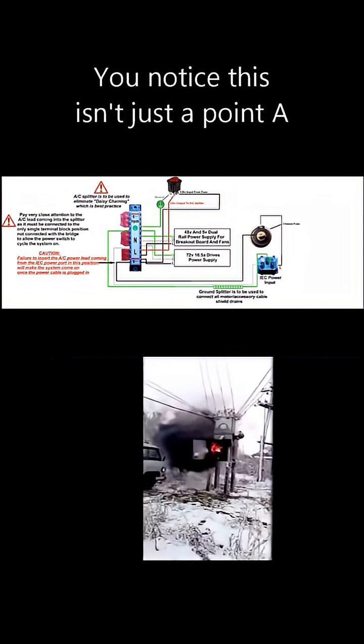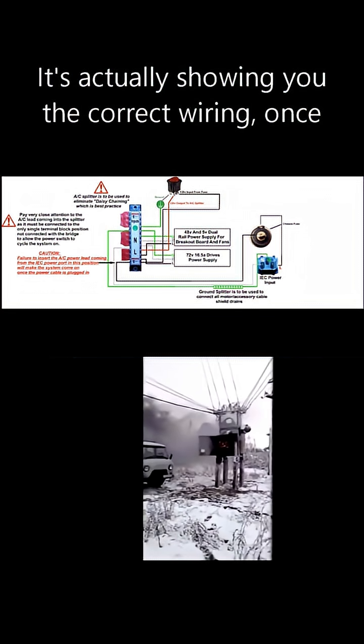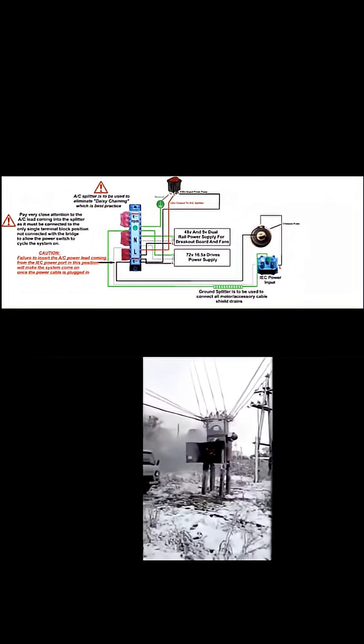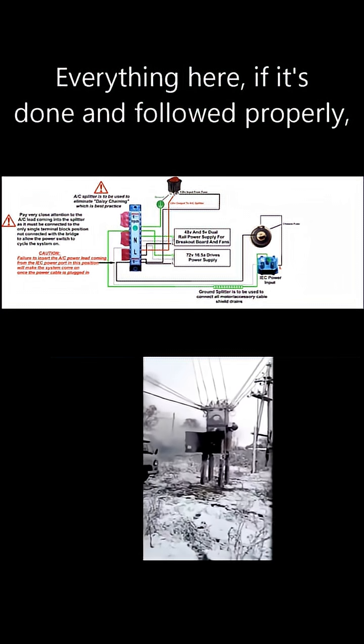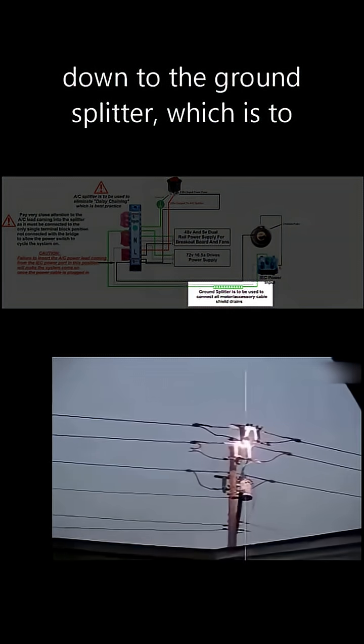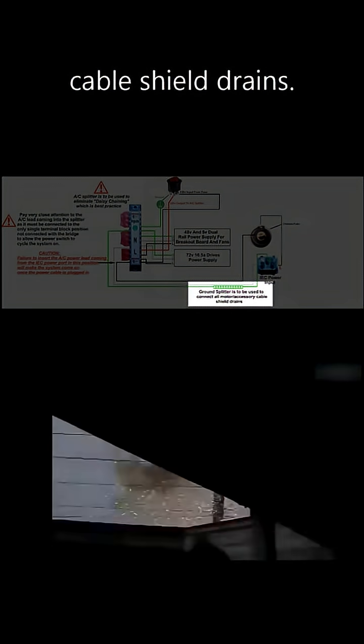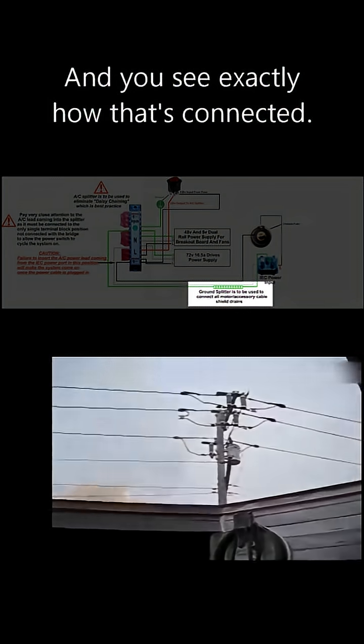You notice this isn't just a point A to B diagram. It's actually showing you the correct wiring. Once again, not daisy chaining. Everything here, if it's done and followed properly, will yield you the best possible system right down to the ground splitter, which is to be used to connect all motor and accessory cable shield drains. And you see exactly how that's connected.